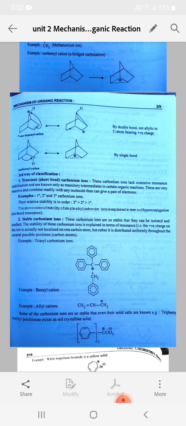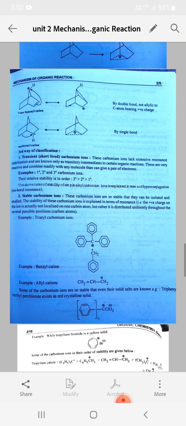Second, talking about the stable carbonium ion, these carbonium ions are so stable that they can be isolated and studied. The stability of these carbonium ions is explained in terms of resonance, that is the positive charge or ion is actually not localized on one carbon atom but rather it is distributed uniformly throughout the several possible carbon positions. Example ले लेते हैं हम ट्रायल कार्बोनियम आयन, बेंजाइल कटायन, अलाइल cations.